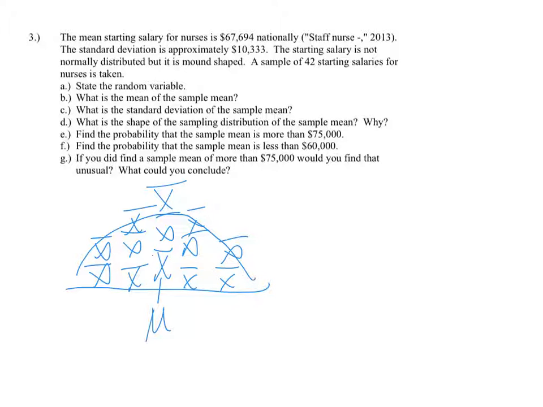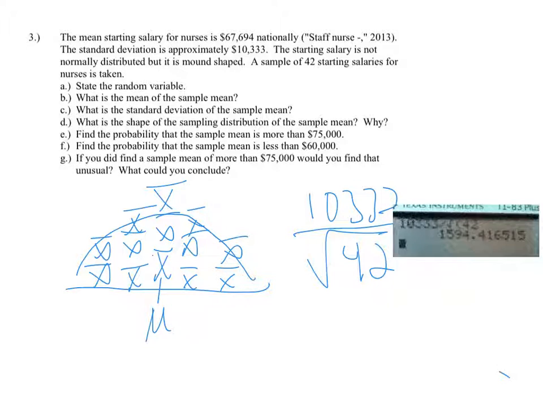Okay, and so what's the standard deviation? So how do those samples vary? Well, we know that it's going to be the old population standard deviation divided by the square root of the sample size. And there's this standard deviation for the sampling distribution.